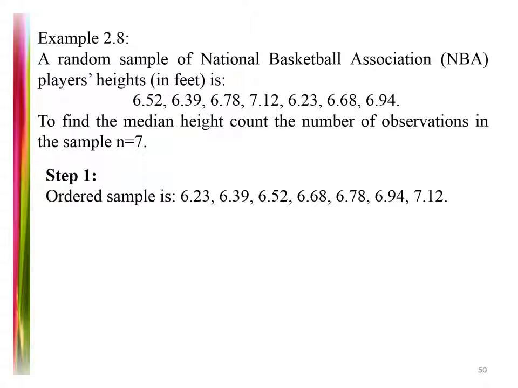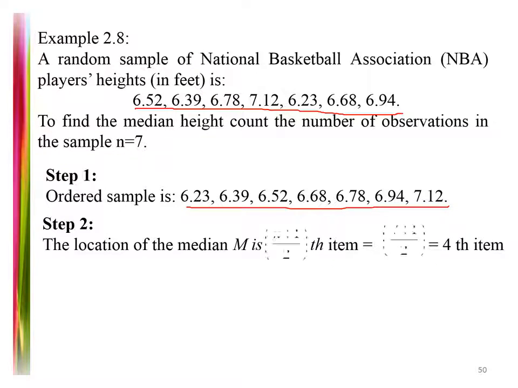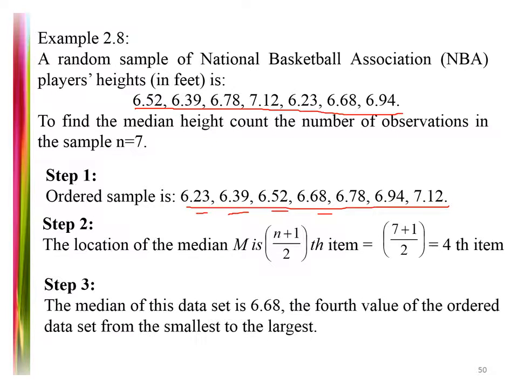This is a simple example, a random sample of NBA players' heights. Seven players' heights are given here. First we have to write them down in increasing order, so 6.23 is the minimum value and the maximum is 7.12. Then find that location, (n plus 1) by 2. In this case n is equal to 7, so (7 plus 1) by 2 should be equal to the fourth item. This is the first item, second item, third item, fourth item. So 6.68 is the median.